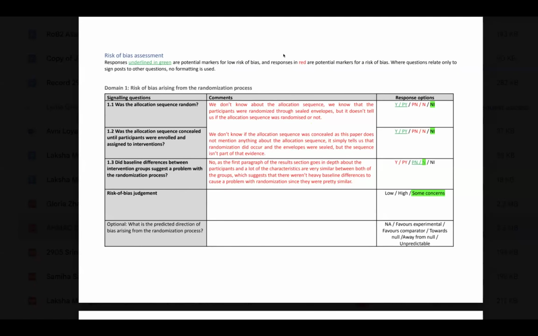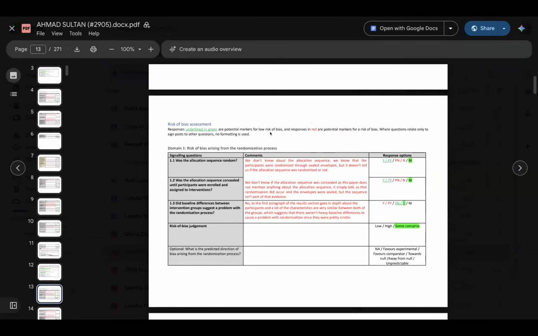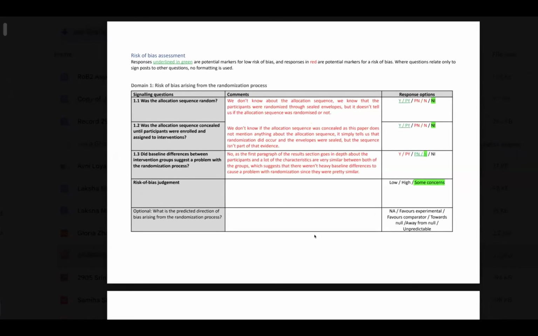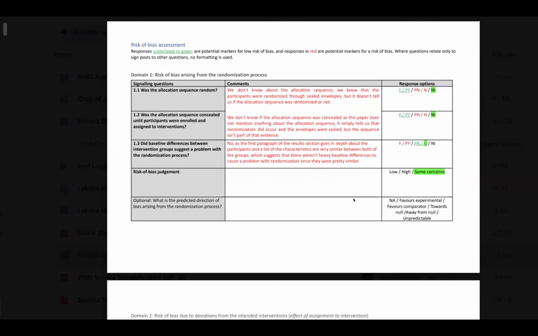Okay, and to clarify, which outcome are we doing right now? So on his page 13, we're going to do the outcome of systolic ductal arteriosus velocities at 4 hours. Okay. Go ahead and read domain 1.1, and then we'll see if we like his answer. Was the allocation sequence random?